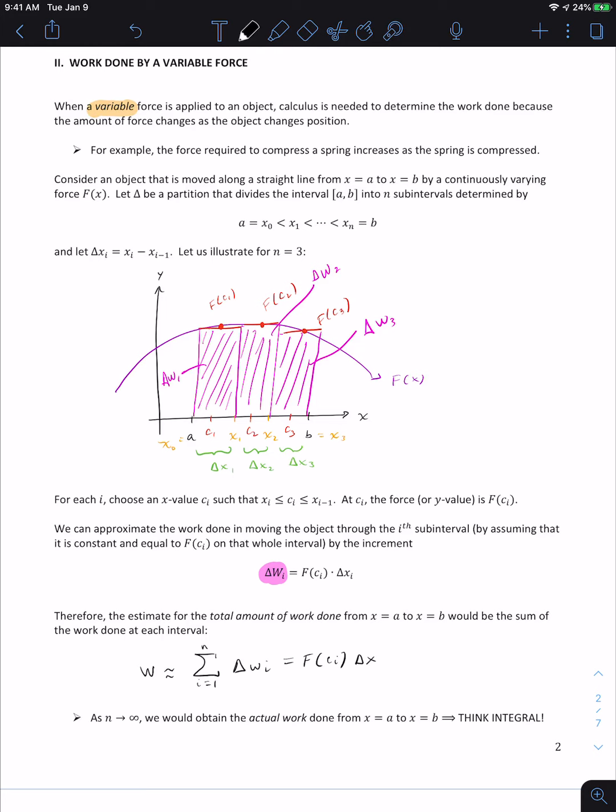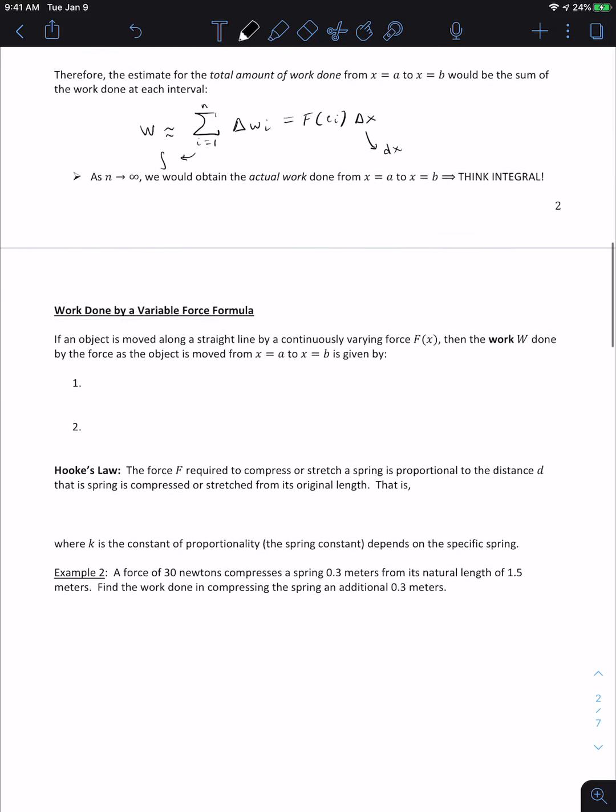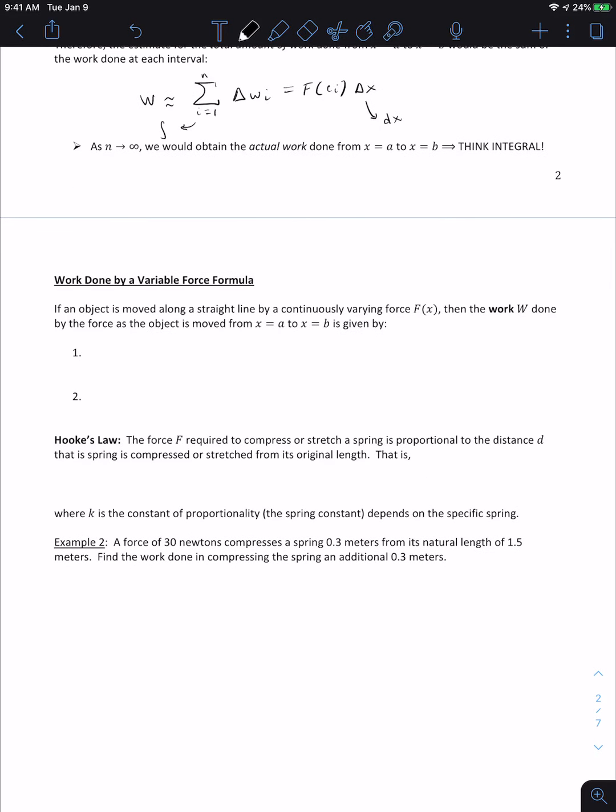Now, anytime we have these summations, you should be getting used to this by now. I can take infinitely many of those partitions, in other words, infinitely many of those rectangles. And if I take infinitely many, in other words, if I take the limit as n goes to infinity, we know that our summation goes to an integral, and we know that our delta x goes to dx. And so we have an integral. So this leads us to our formula for the work done by a variable force.